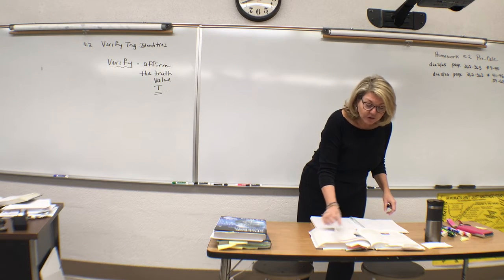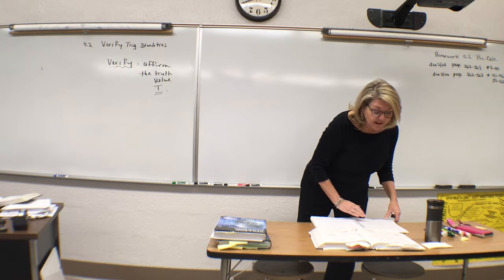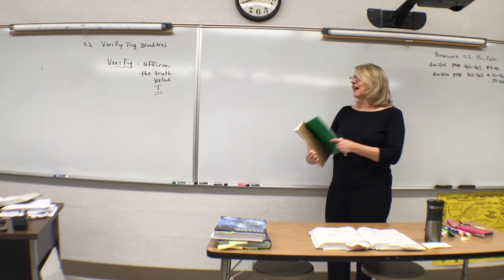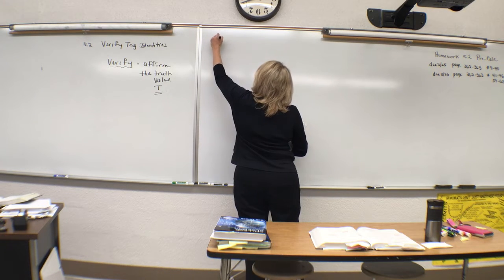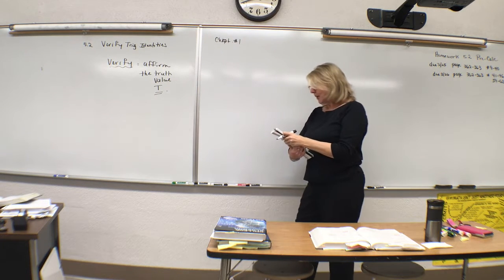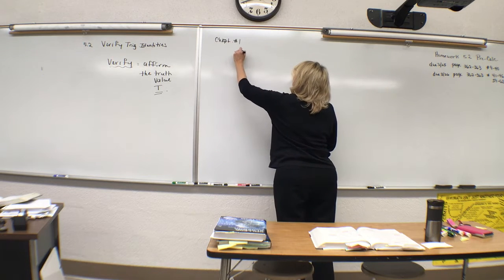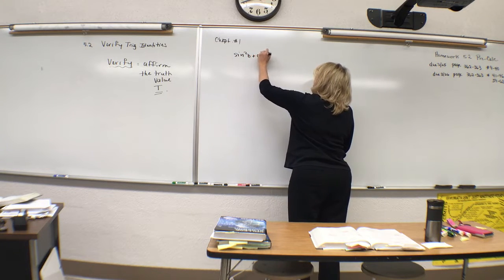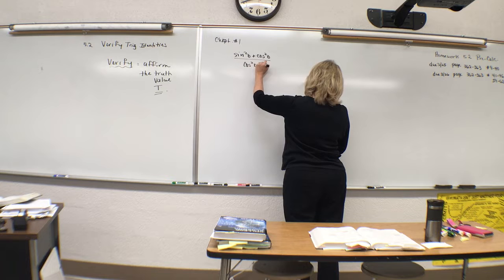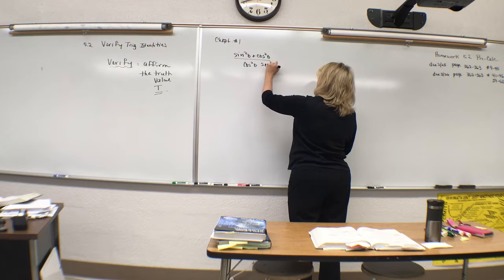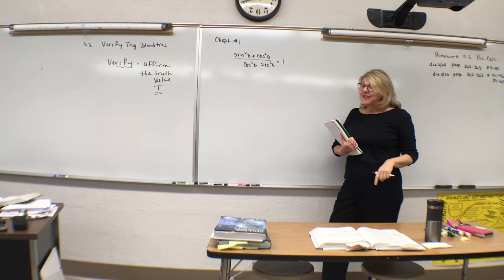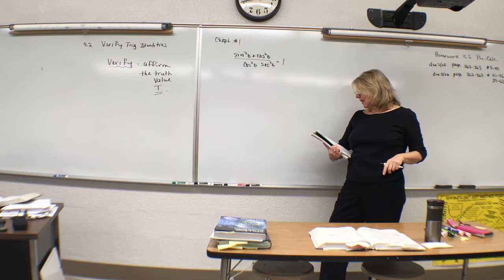Moving over then onto page 358, if you would like to follow along, you'll notice again, the directions say verify the identity. So let's take a look at checkpoint number 1. Checkpoint number 1 says sine squared theta plus cosine squared theta divided by cosine squared theta secant squared theta equals 1. I would say the left is by far more complicated than the right, so let's see what we can do with the left.